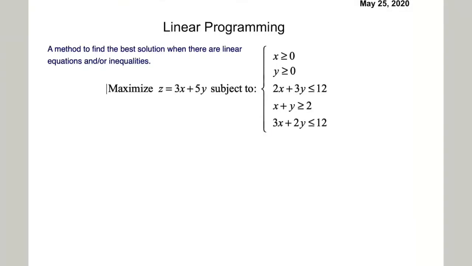We're going to explore linear programming. Linear programming is a method that we use to find the best solution when there are linear equations and/or inequalities involved. So here we have some linear inequalities. We've got linear inequalities, and then what we also have is an objective function.